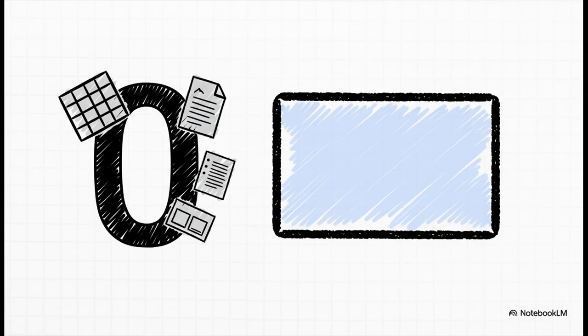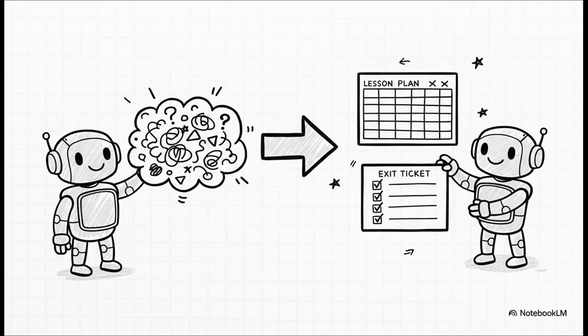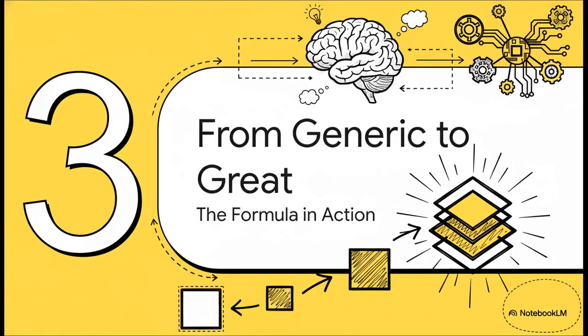And finally, we just need to tell the AI exactly how we want all this amazing information delivered to us. And that's O for output. This is you defining the final format. How do you want it packaged? Do you want a lesson plan table or maybe a 6-item exit ticket? Being specific here saves you so much time later because you don't have to cut, paste, and reformat a giant wall of text. So that's the whole formula. Role, task, tone, context, and output. R, T, TN, C, O.